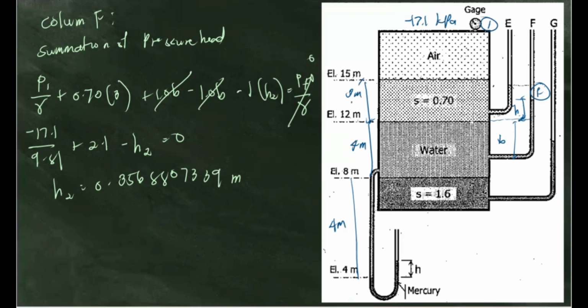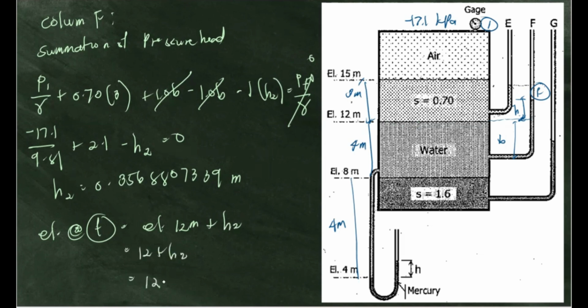So, that will be, kung mapapansin nyo, doon sa level ng 12 meters, nakaangat yung H sub 2 sa taas, so plus. So, elevation at F is equal to elevation 12 meters plus H sub 2. Okay? So, this will become 12 plus H sub 2, or 12.35688 meters. Okay? So, that is our answer for elevation point F sa open piezometer level. Okay? So, now, kumpitin natin yun sa point G.